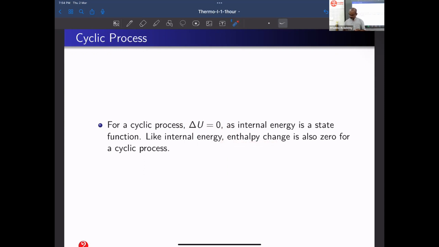What we have seen now. So internal energy change and enthalpy change, of course, these are all the state functions. What is the meaning of state? It depends on the state. It's changing from one state to other state, again coming back to the state. So internal energy change, enthalpy change are simply zero. For a cyclic process, the change in state, it is coming to the same state. So delta of those properties will be simply zero.